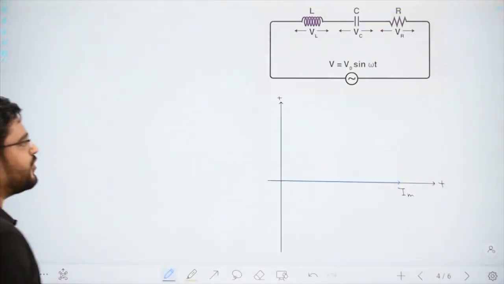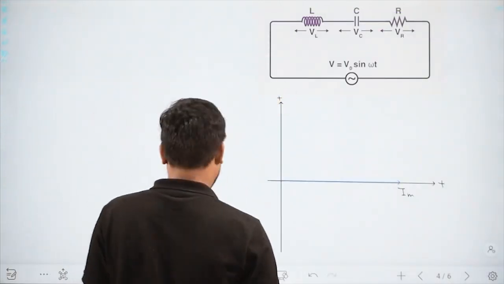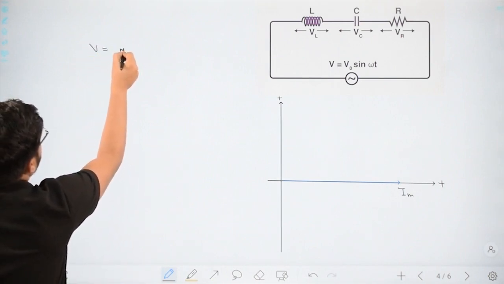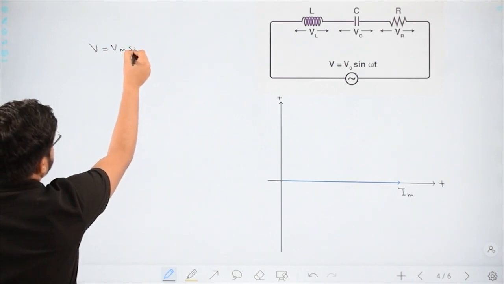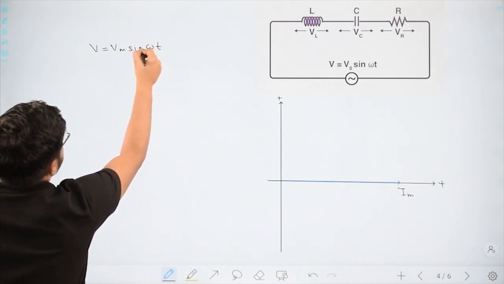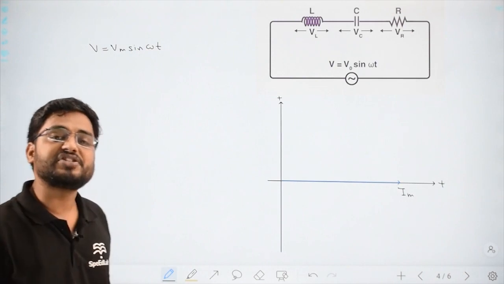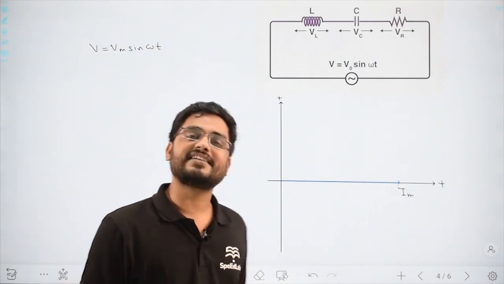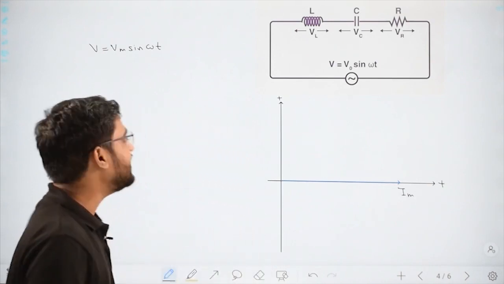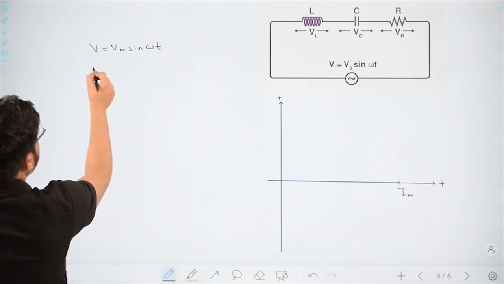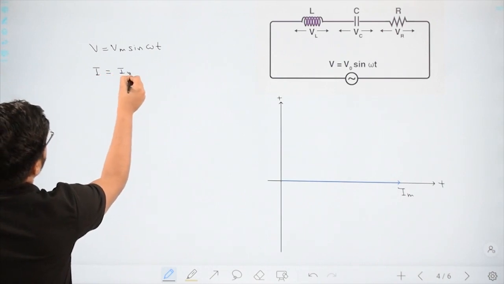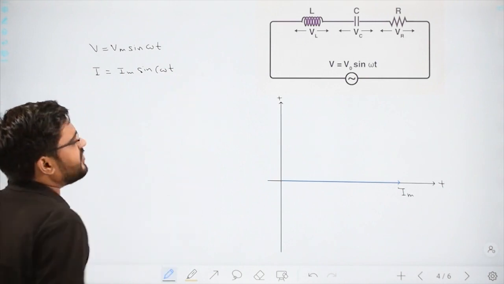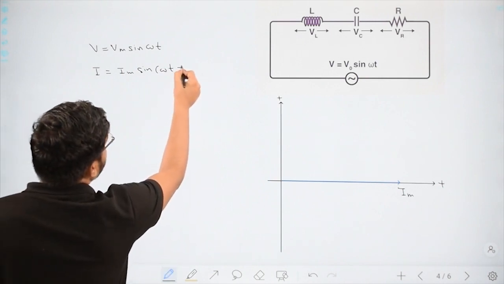So let us just move to the board. This is our circuit, and V is what is given to us. V is nothing but Vm sine omega t. We need to get an expression for current. From our previous experience, when we apply a resistance only, an inductor only or a capacitor only, we know that the current comes to be some Im sine omega t plus phi or minus phi. Here I am saying let it be minus phi.